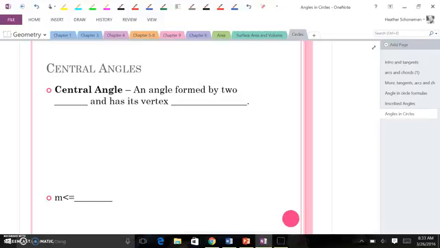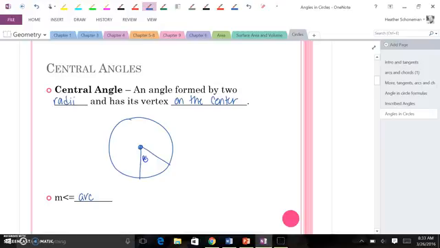Last time we talked about central angles. A central angle is an angle formed by two radii, and its vertex is on the center. So if we draw a picture of that, we have a circle. Here's the center, that's where our vertex will be, and then we have two radii. We know the measure of the angle is going to equal the measure of the arc. Here's our angle, and here's our arc. We've done problems like this before.